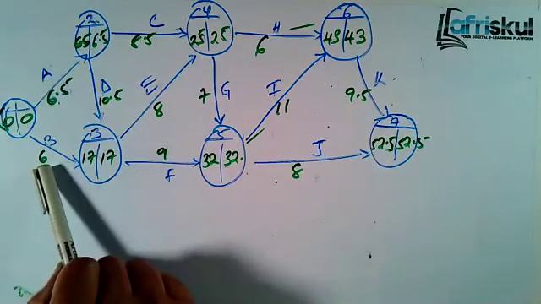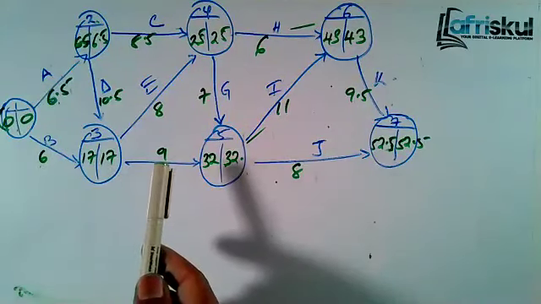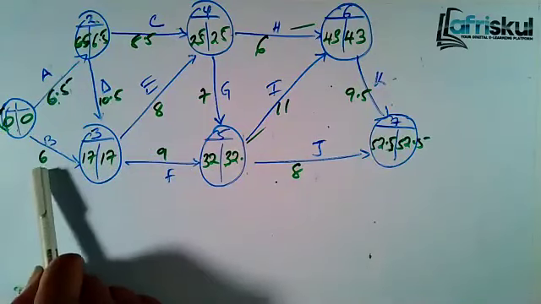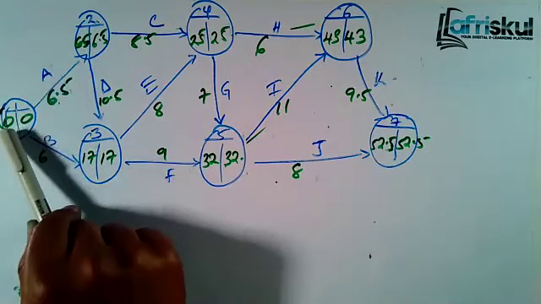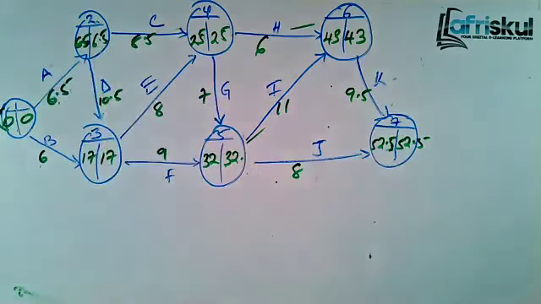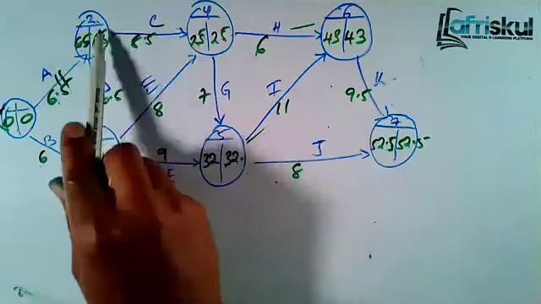0 plus 6, it's not 17. So where's BT here? Are you getting? If you take 0 plus 6 is equal to 6, but here you have 17. So that one is not the critical path. 0 plus 6.5 is 6.5. That means we go through A. From A, from 2, do you go to C or do you go to D?